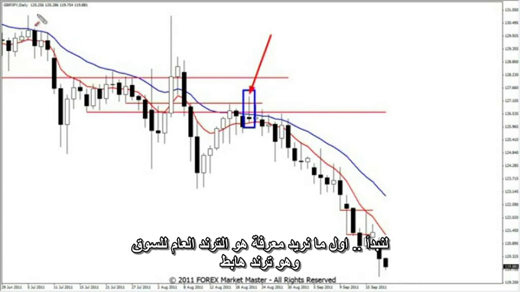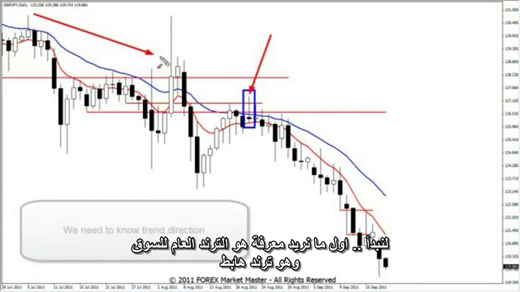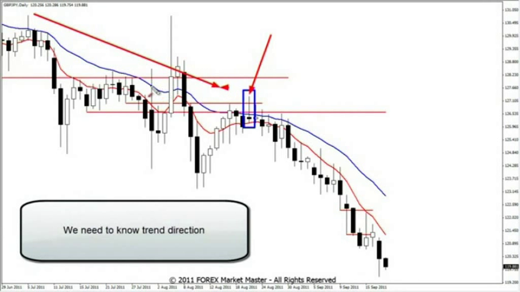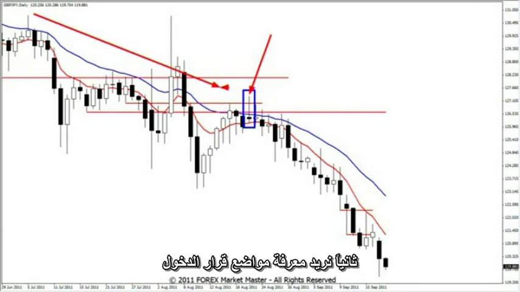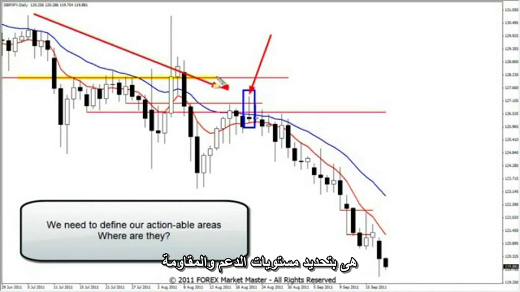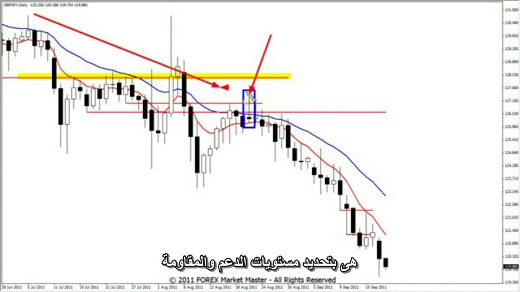The first thing we need is to know what our trend is. And our trend is down going into here. Okay, the second thing we need to know is where are our actionable areas. The only way we find out where our actionable areas are is to mark off horizontal support and resistance lines.